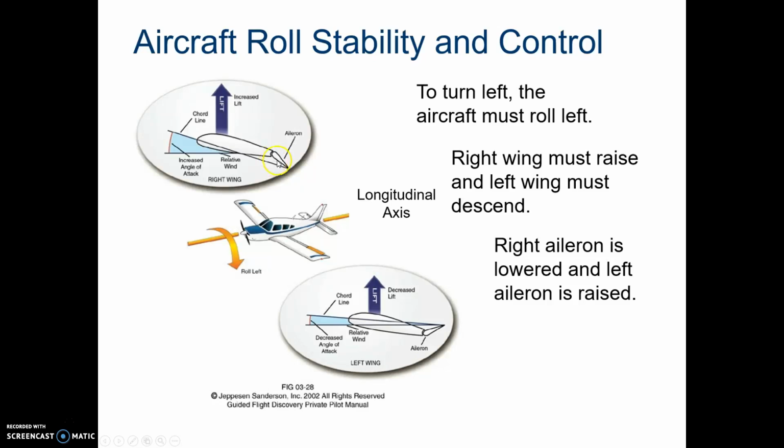Here's the right wing, aileron down. You increase the angle of attack and get more deflection, and then therefore you have increased lift. On the left wing, aileron up, this guy out here, the yellow, and you see a decreased angle of attack. It creates more drag, and therefore we have decreased lift, and that left wing dips, and that gives us a roll left.